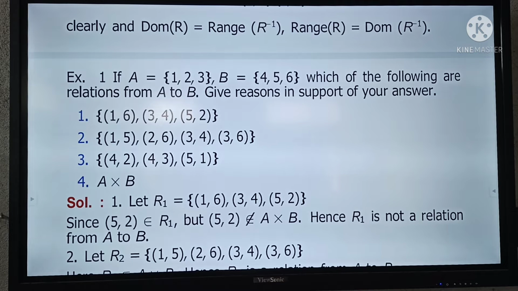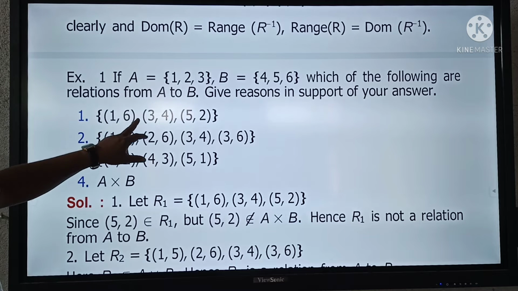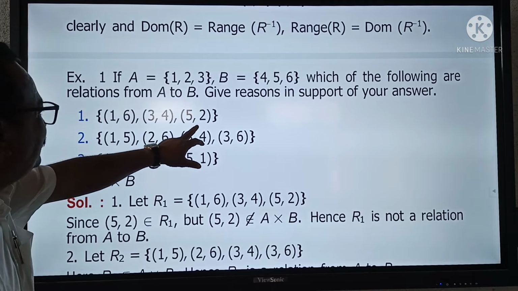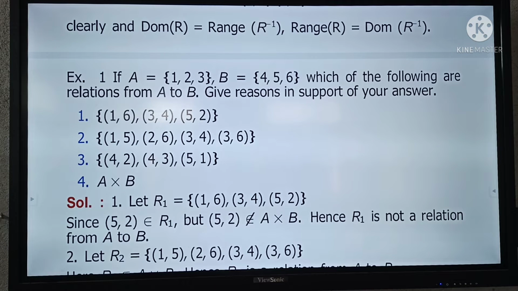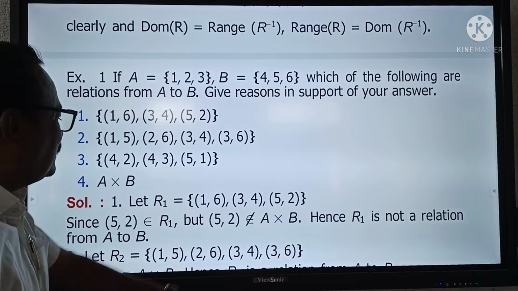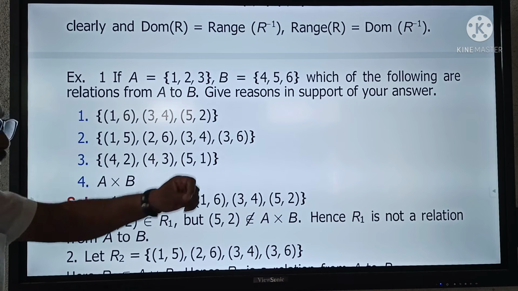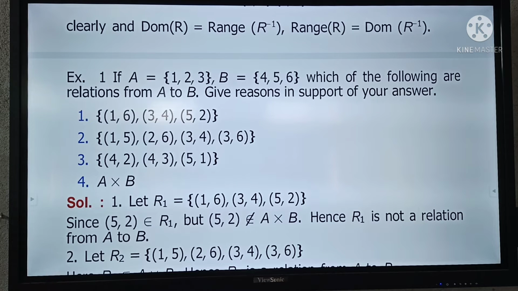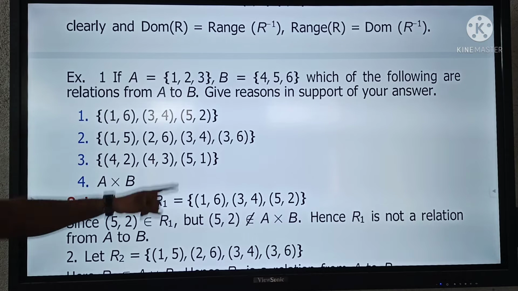(1, 6), (3, 4), (5, 2). Is this a relation from A to B? So (1, 6), (3, 4) and (5, 2): this ordered pair does not belong to A cross B. So it is not a relation. (5, 2) does not belong to A cross B, because a relation is a subset of the Cartesian product, because R is a relation from A to B.